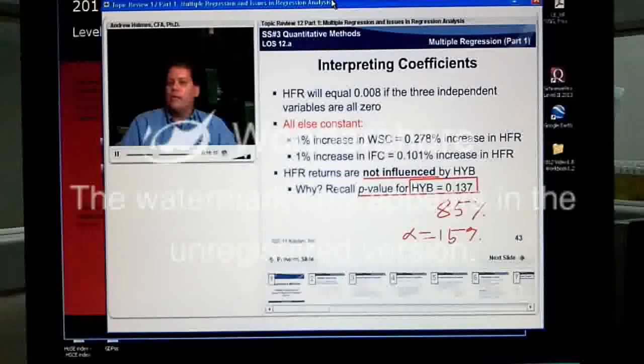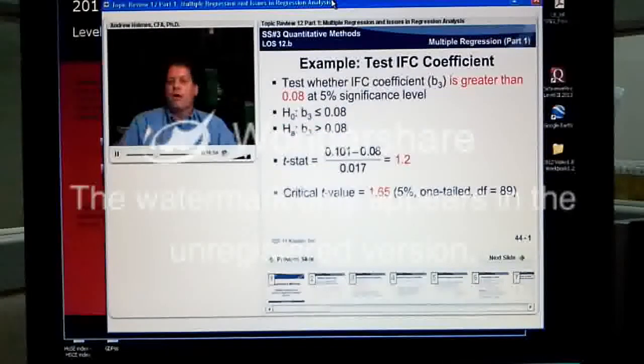And so in this case, at the 85% confidence level, we would think that the high yield bonds were significant. But that's not what we're doing. We're doing this with a 95% confidence level. That's what I would expect to see on the exam, by the way. So in this case, given our confidence level, hedge fund returns are not influenced by high-yield bonds. Okay? All right, so moving ahead.